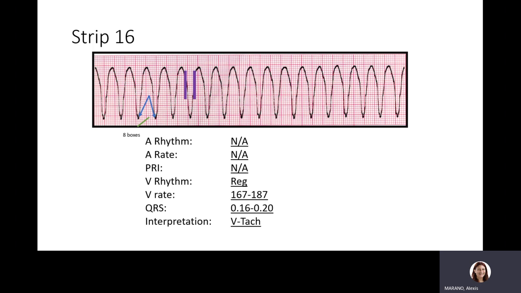So remember, for testing purposes with VTAC, your measurements could be incorrect, but the identification, interpretation must be correct because this is a lethal rhythm.